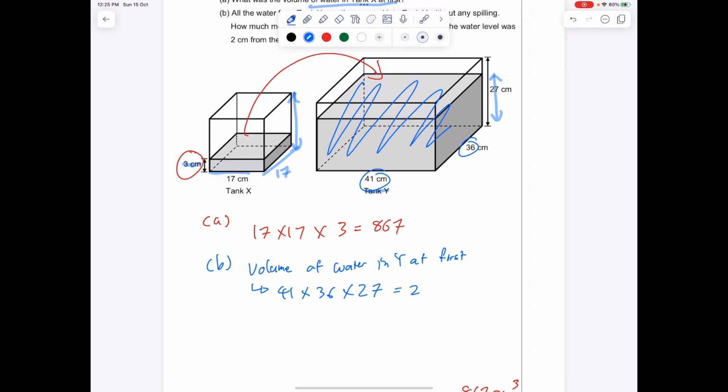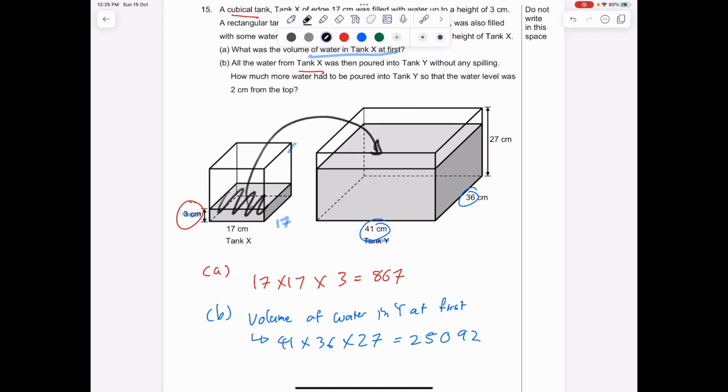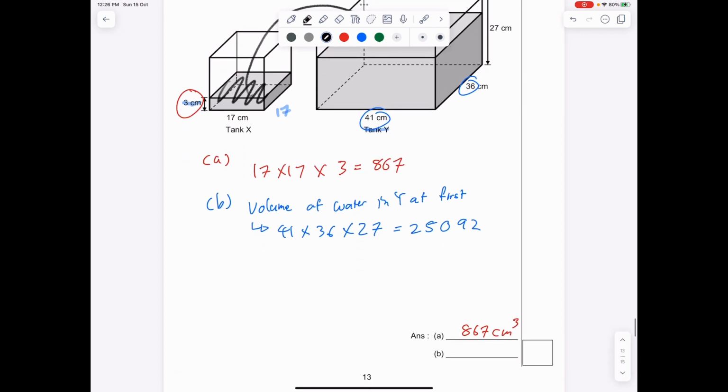So my answer will be 25092. Then the next thing is I want to find out what is the total volume of water when this volume was added to this volume. Okay, I'm going to erase away some lines, because it's just too messy. We want to next find out when this volume of water was added to this, what is the total volume of water in the tank.